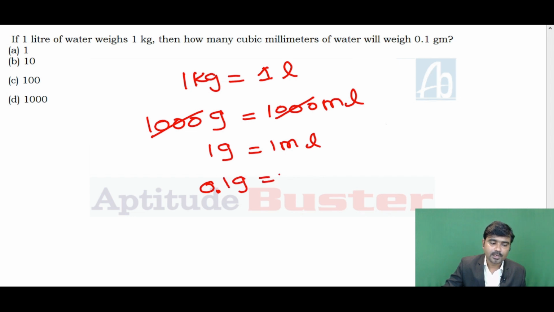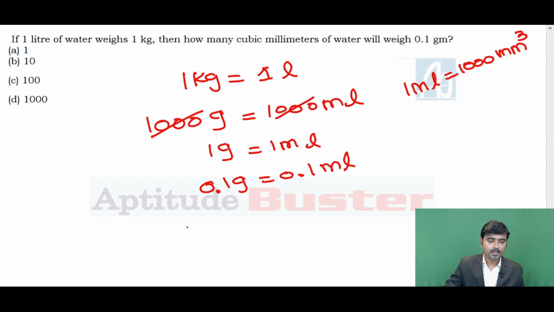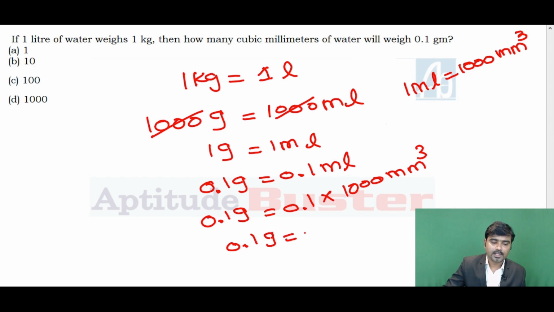0.1 gram is equal to 0.1 milliliter. 1 milliliter is equal to 1000 millimeter cube. So 0.1 gram is equal to 0.1 into 1000 cubic millimeters. So 0.1 gram is equal to 100 millimeter cube. So the answer for this question is 100 millimeter cube.